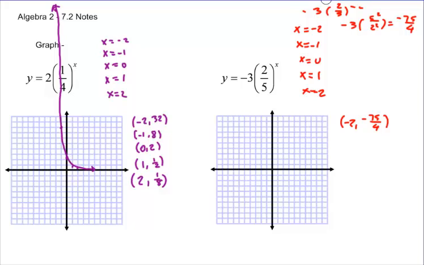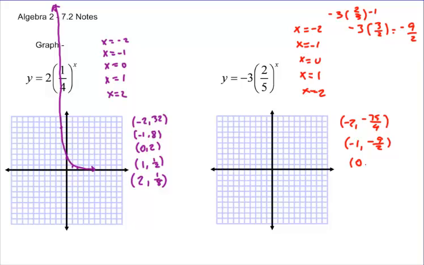And then put a 1 in. And when you put that 1 in, you're going to end up with -3 times 2/5 to the -1, which is -3 times 3/2, which is -9/2. So at -1, we're at -9/2. At 0, hopefully you're catching this one, 0 is just going to be -3.